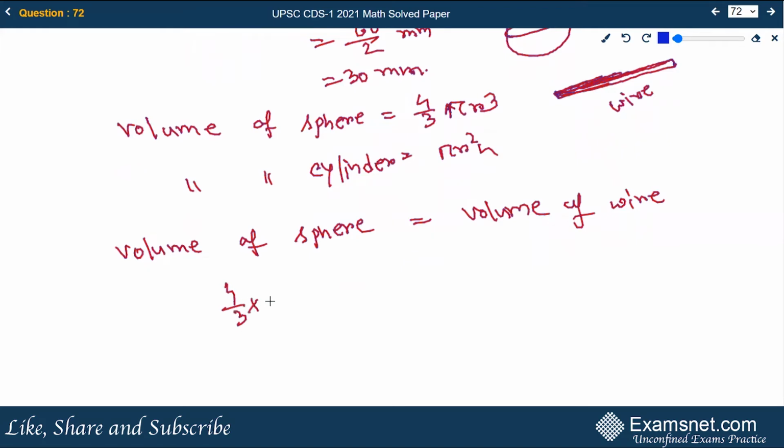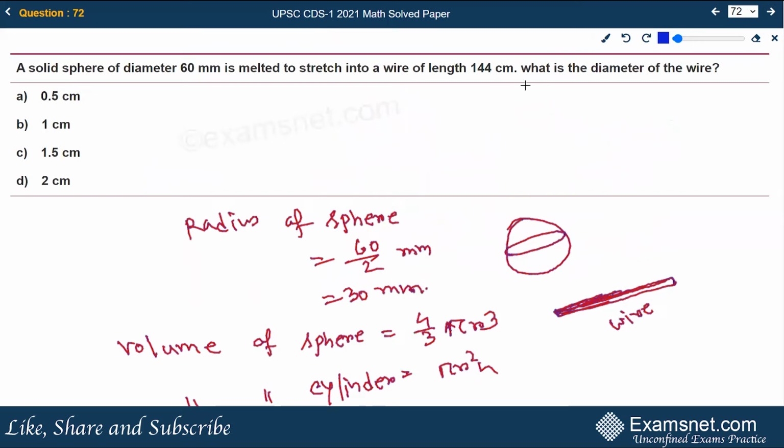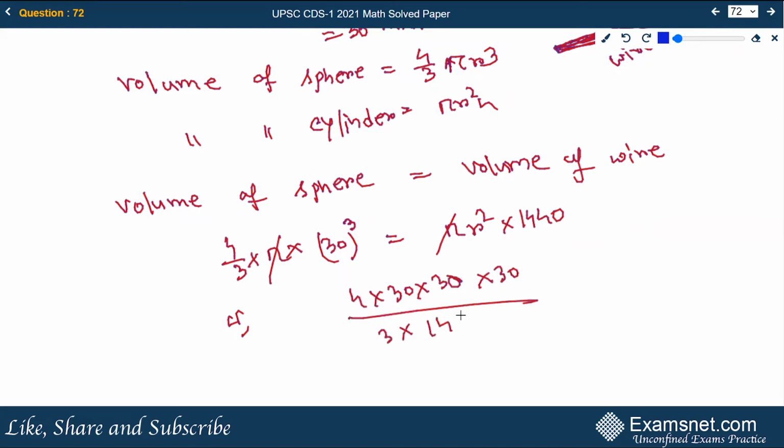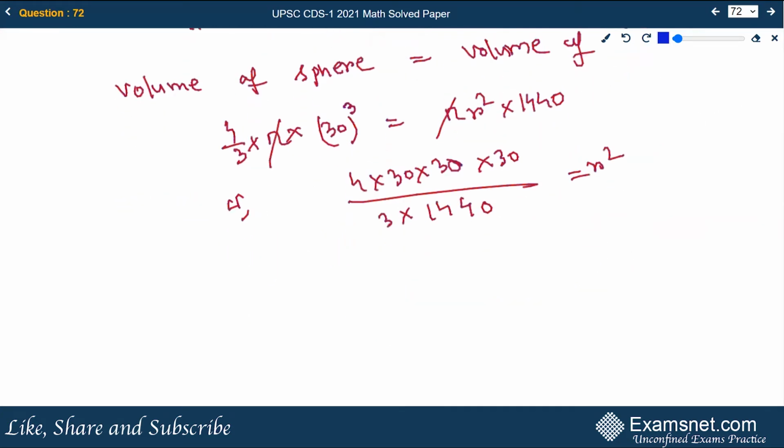4/3 pi R cube, 30 whole cube, and the volume of the wire is pi R square H. So here we are given a length of 144 centimeter. When we convert 144 centimeter into millimeter, it will be 1440 millimeter. So pi R square times 1440 millimeter. Now let's solve this. Pi. So here we will get 30 by 3, 1440. It is equal to R square.